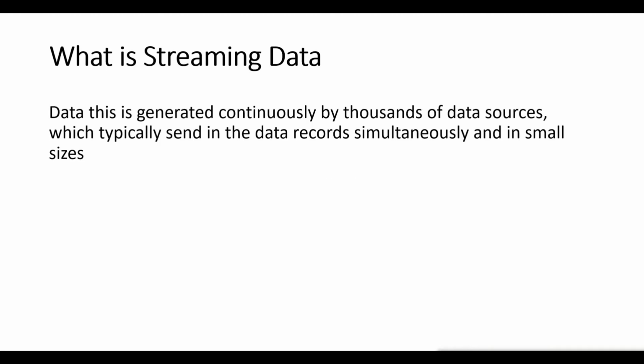So what is streaming data? The data that is generated continuously by thousands of data sources, which typically send in the data records simultaneously and in small sizes. You can take some examples like you're purchasing some item from Amazon or Flipkart. A unique ID is generated while you purchase that. For each and every purchase from each and every user, a unique ID is generated.